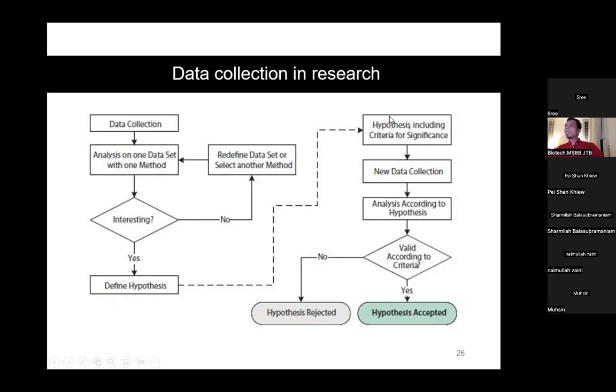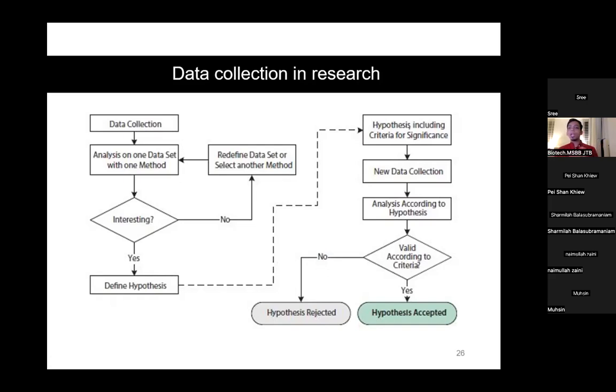Right? So if okay, then we can form the hypothesis, including criteria for significance. Then we can do new data collection if needed. Then we can analyze the data based on our hypothesis, and the hypothesis is generated based on the objective as well. For me, we are evaluating based on our objective, whether the objective can be achieved or not. But the hypothesis is what we set in our mind. So, analysis according to the hypothesis. If valid according to the criteria, then the hypothesis can be accepted. If not valid according to our criteria, we can reject it.